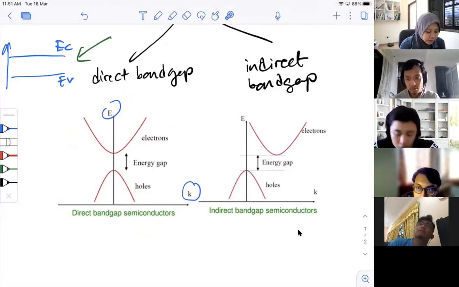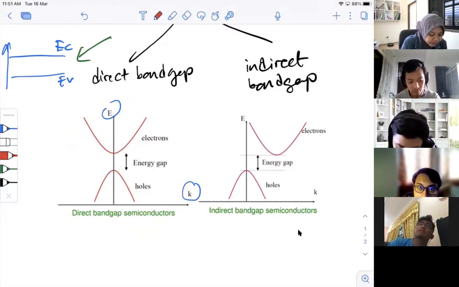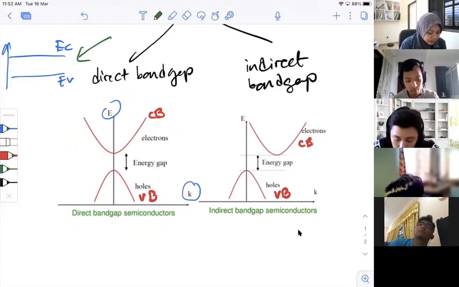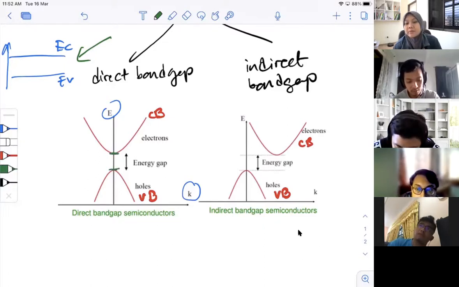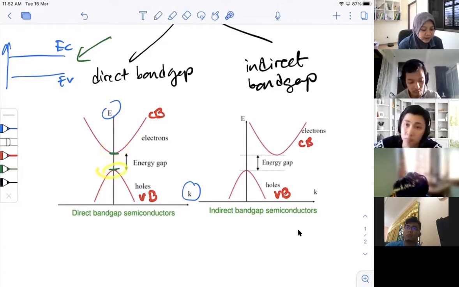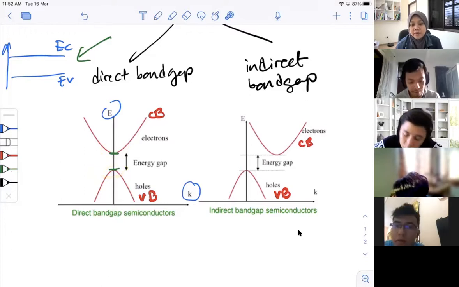The minimum of the conduction band, so this is the conduction band, this is the valence band. Conduction band, valence band. Tapi bentuk dia macam tu. So the minimum of the conduction band is directly on top of the maximum of the valence band. Okay, whenever you find any material that has the minimum of the conduction band directly on top of the maximum of the valence band, it means it's a direct band gap material.